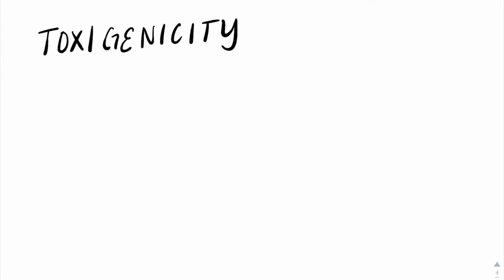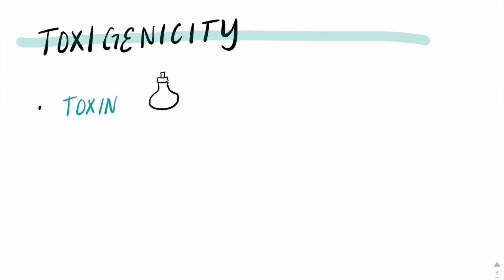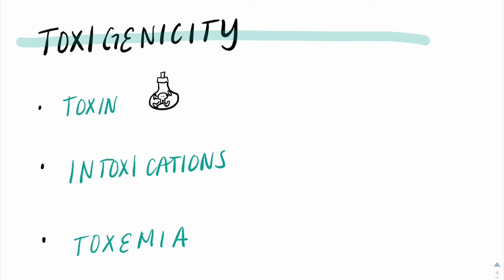A toxin is a substance produced by a pathogen that damages the host, whereas intoxication is the result from entry of a specific toxin into the host, and toxemia is a condition caused by toxins in the host's blood, which in most cases are fatal.